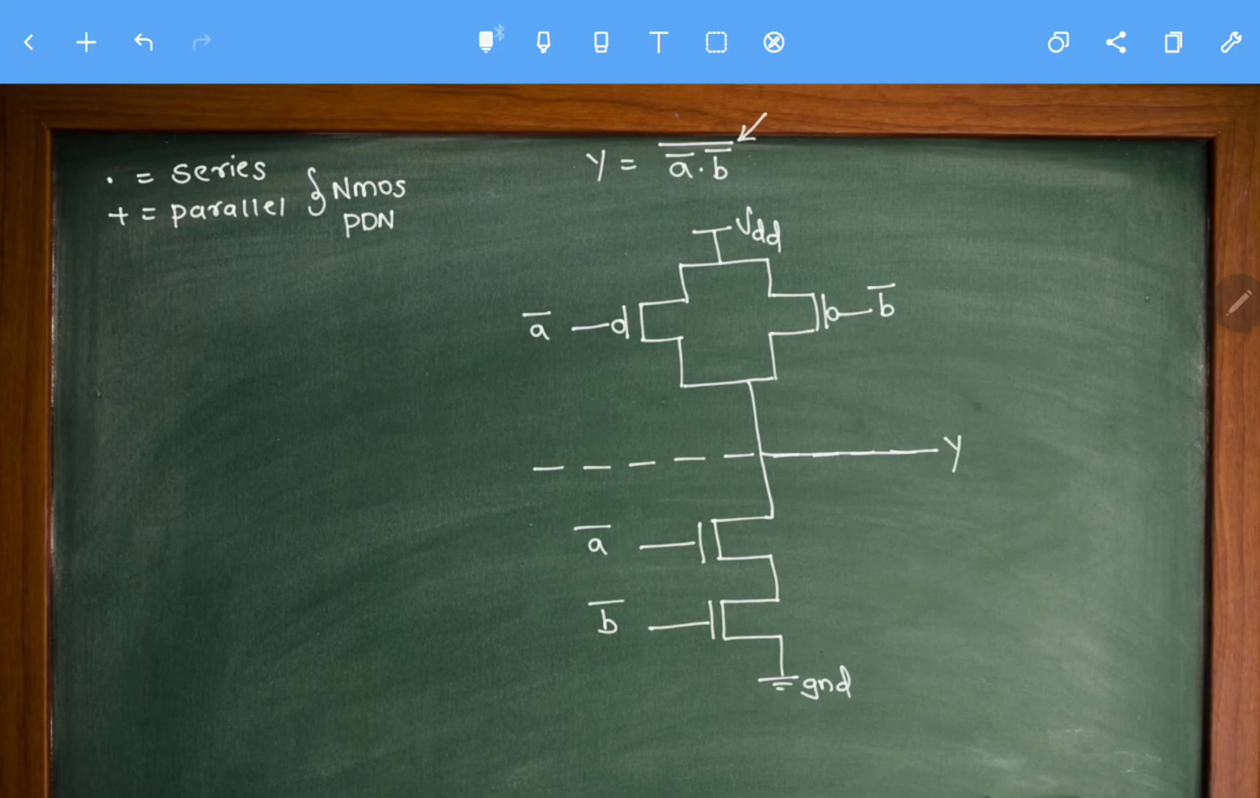Now let me write source, drain and gate. So this is source, gate, drain. This one is source, gate, drain. For PMOS this is source, these two are drains, and leftover terminal is gate. Arrow mark will be something like this for NMOS, and for PMOS it will look something like this. This is our final schematic for CMOS OR gate.